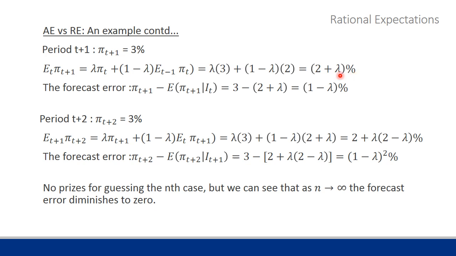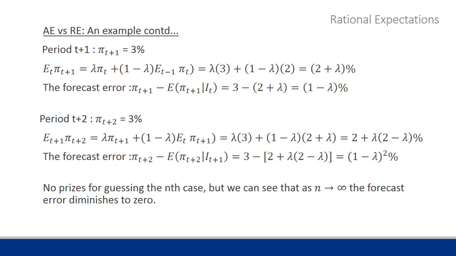Now the forecast error is pi t plus 1 minus what we expected pi t plus 1 to be. So it's 3 minus this term here, our expectation of pi t plus 1. We put in here, and we simplify these two terms to get 1 minus lambda percent. So unlike rational expectations, the forecast error has not disappeared.